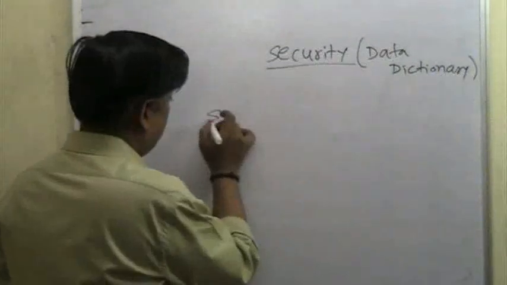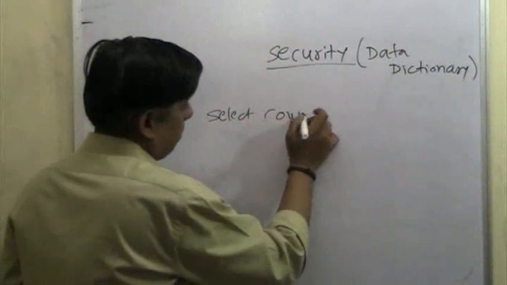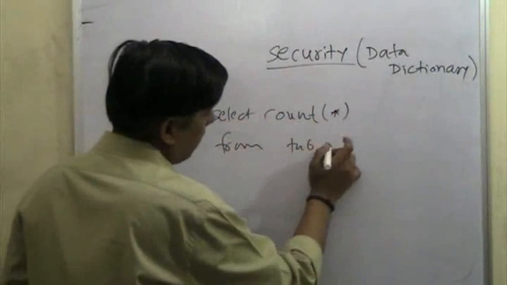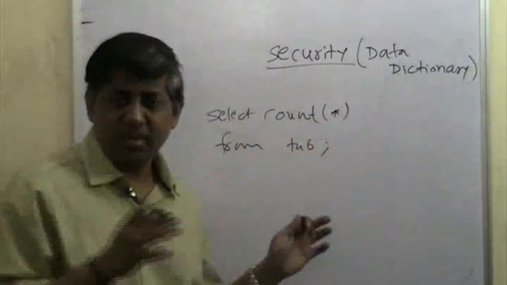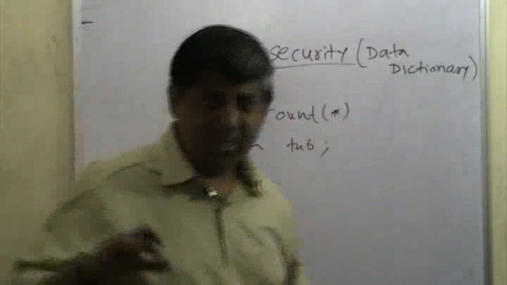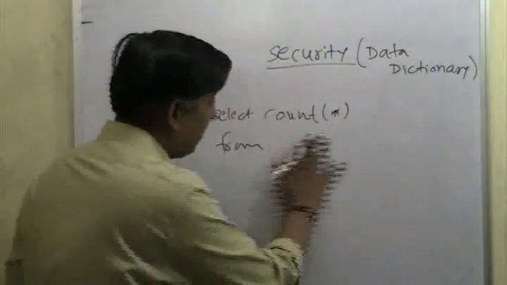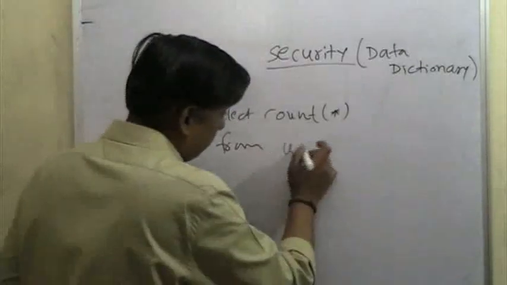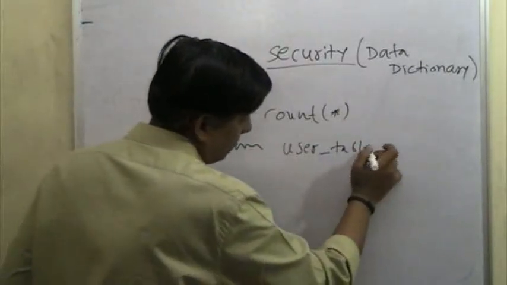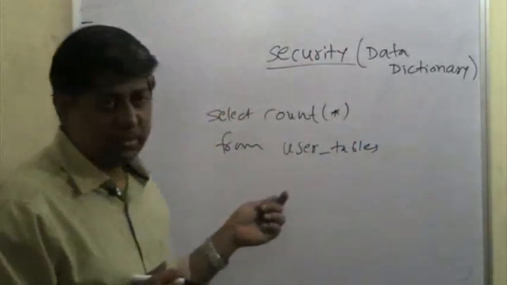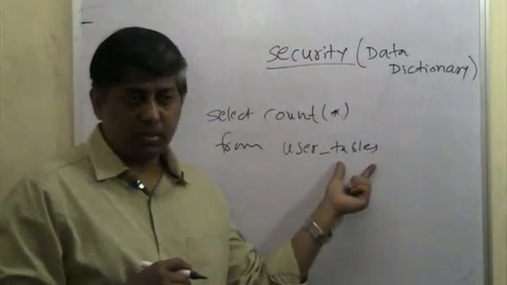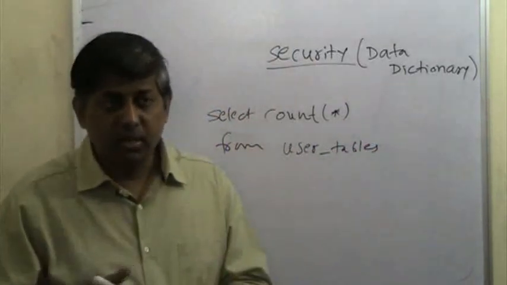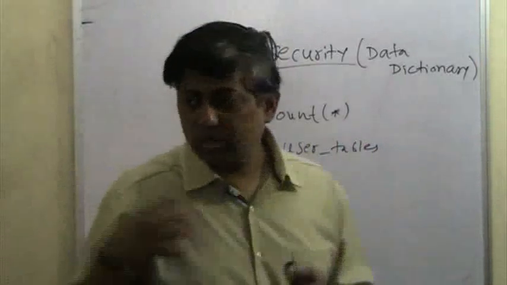Select count star from temp. Tab. But tab, we did not discuss tab. We keep that tab thing aside. Tab is different. No, user_tables. Username equal to... See, one thing is when you are selecting from user_tables, you will get only those tables that are created by your own schema. So let us say I am logged in as user.